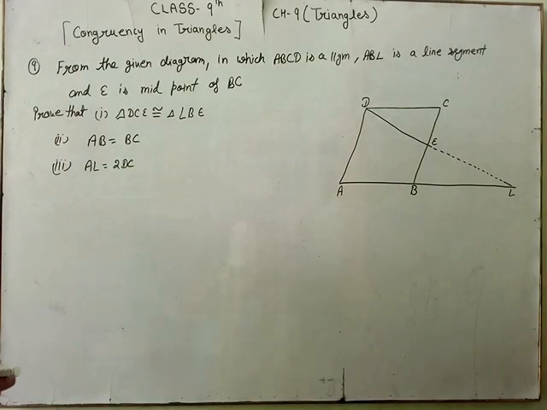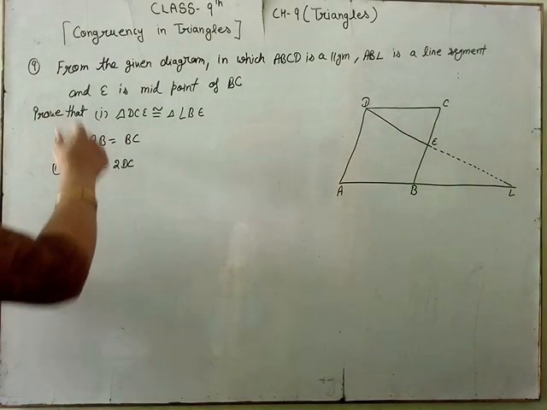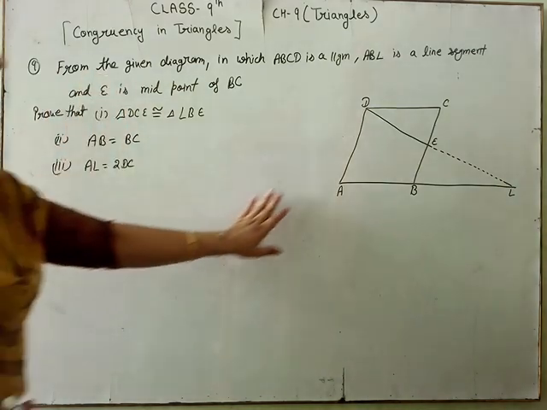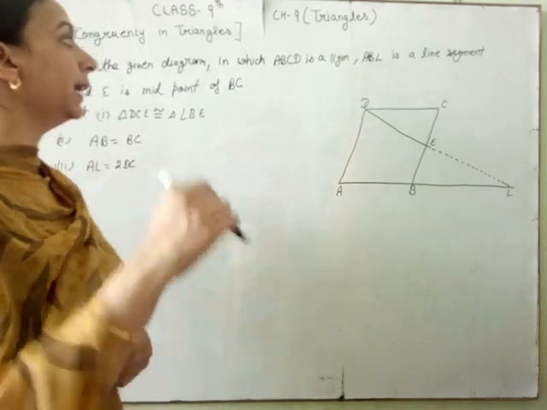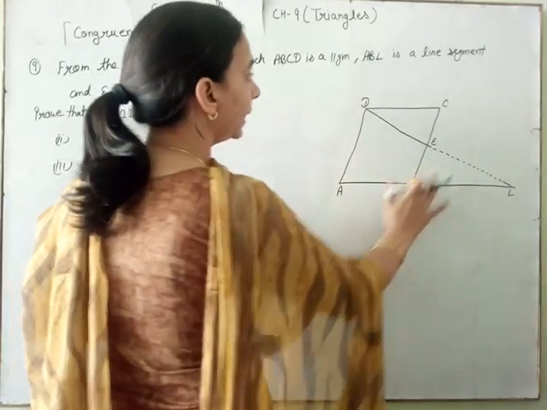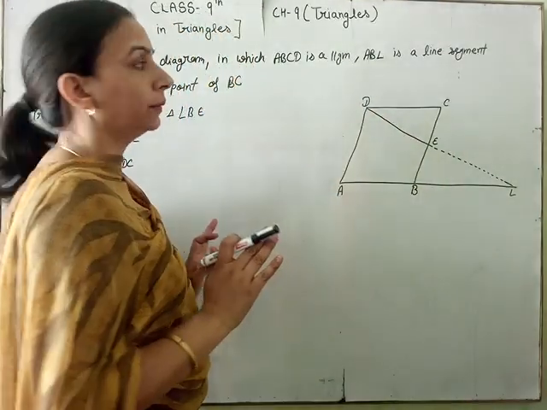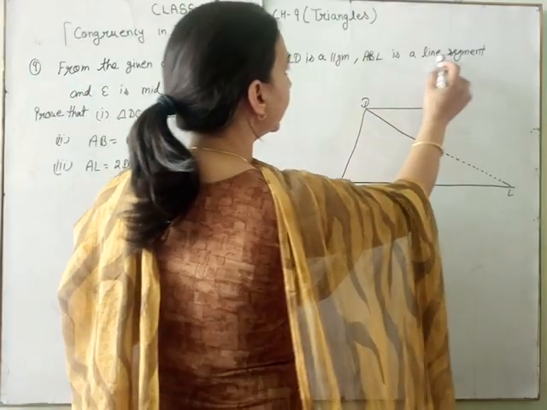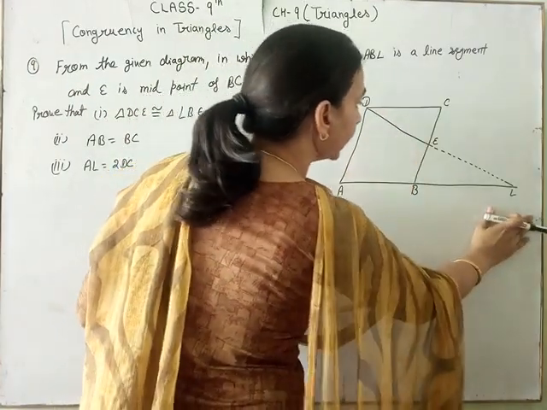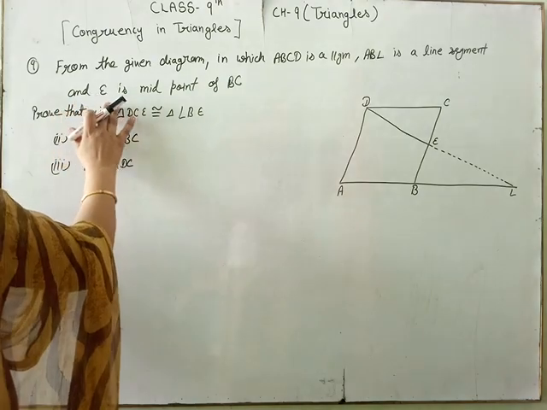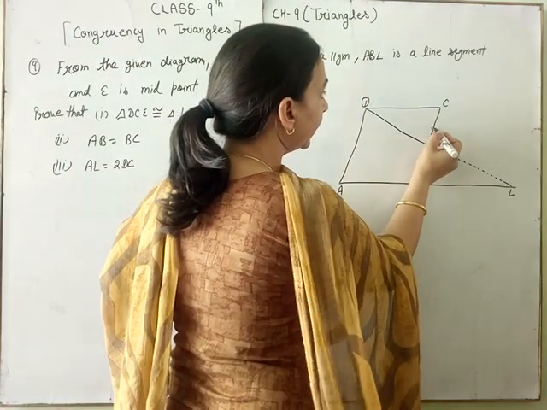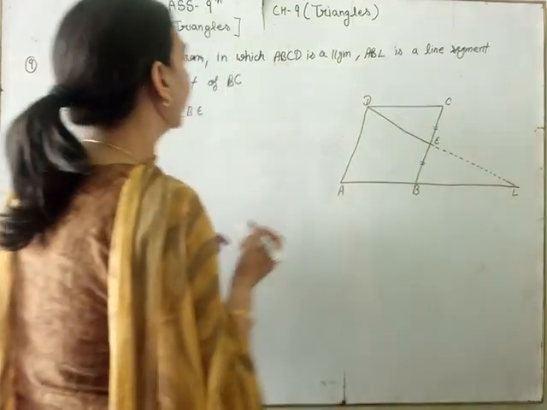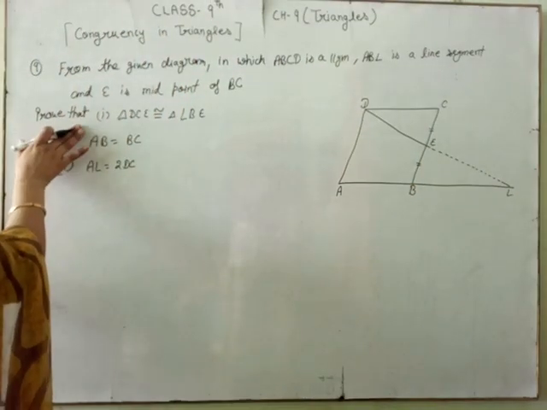This is the 9th question from the exercise. The question is from the given diagram, in which ABCD is a parallelogram. ABL is a line segment, and E is the midpoint of BC. If E is the midpoint, then these two parts are equal. Next, we have to prove this.